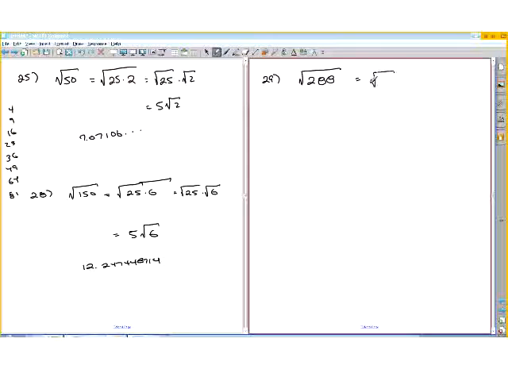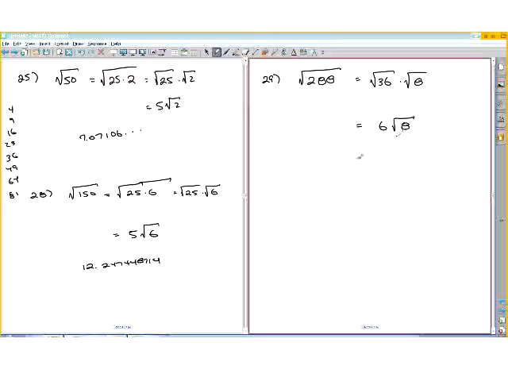So we can say this is the square root of 36 times the square root of 8. So take 288 divided by 36, and you get 8. So the square root of 36 is 6, so we have 6 times the square root of 8.